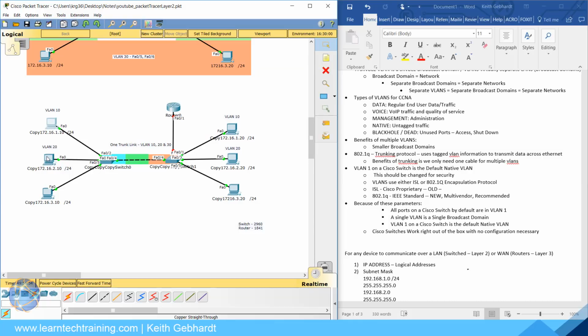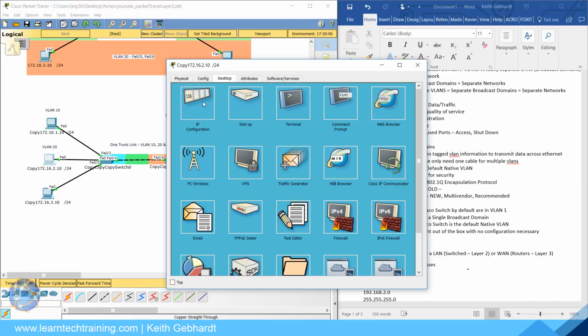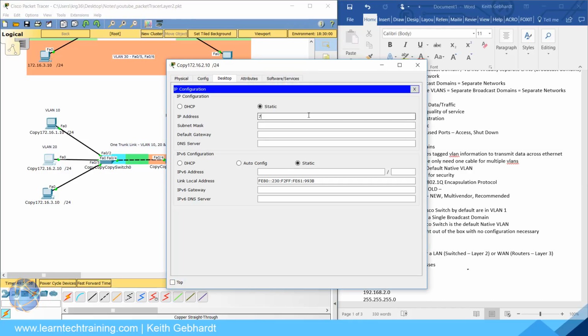We're going to go ahead and do that for VLAN 20, desktop, IP configuration: 172.16.2.10, 255.255.255.0. We're going to do a 172.16.2.1, and he's good.